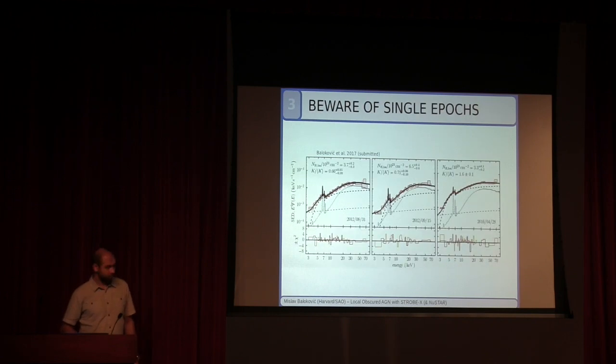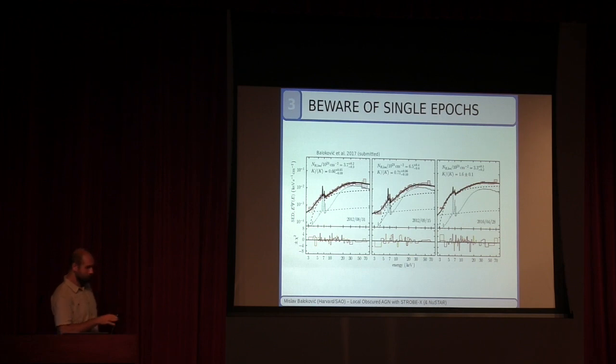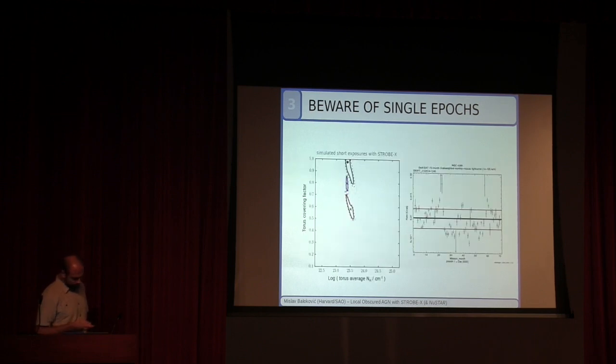And this is the example using real data, so you can see these lines over here. This is the intrinsic continuum, whereas the torus continuum to 0th order should stay the same on these short time scales. This is simulated data for STROBE-X.